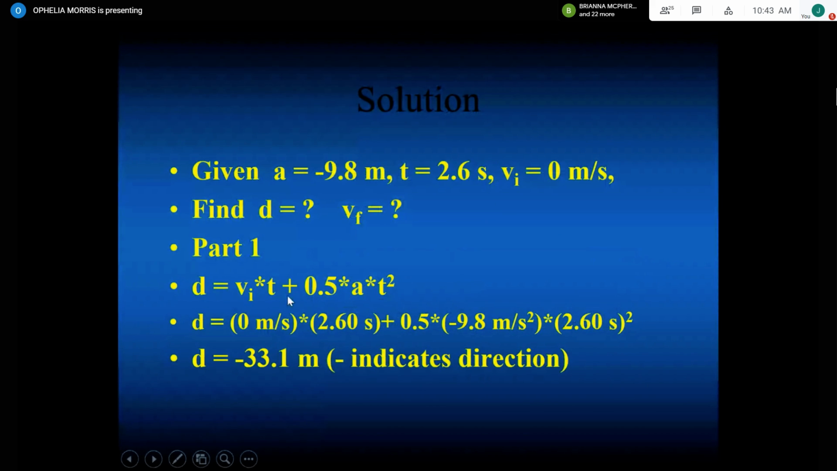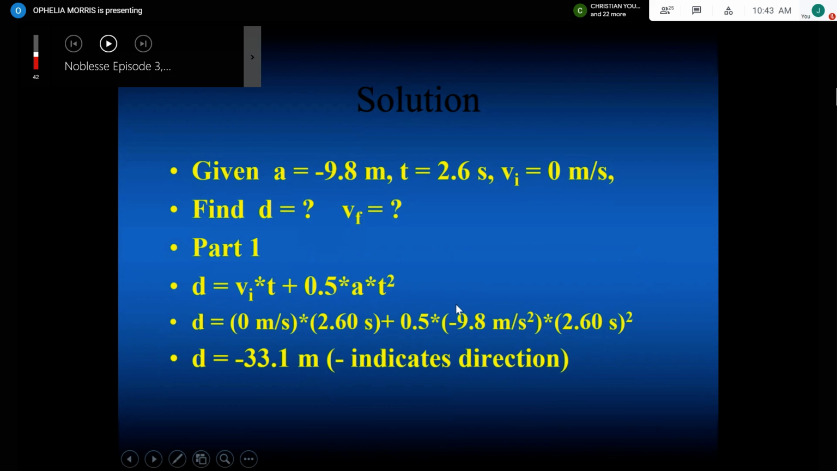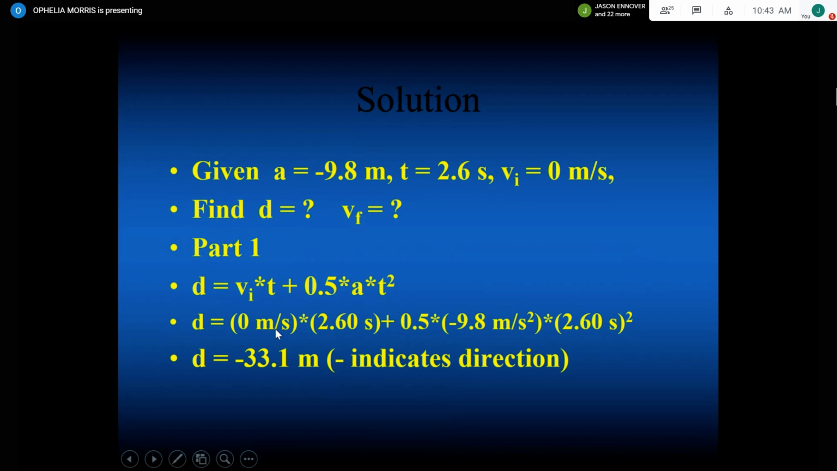So AT squared, right? Then I substitute. Notice the first thing I do is I put a formula. In physics, if you try to proceed without a formula and you don't have a concept or a theory, I'm telling you that whatever you're saying is wrong. So again, my initial velocity is 0 meters per second, and 0 times anything gives me what? 0. So this whole part is going to be 0, right?